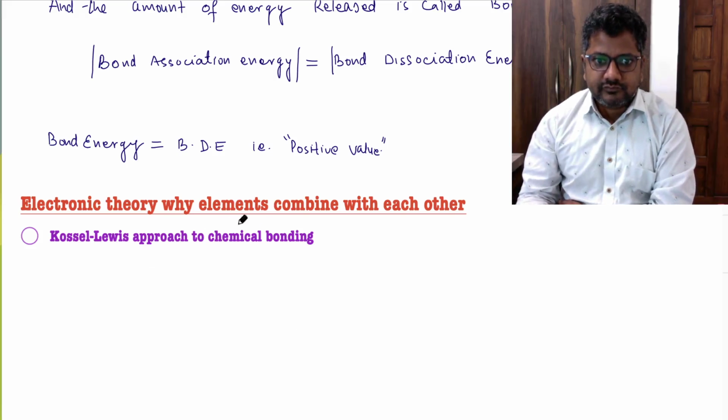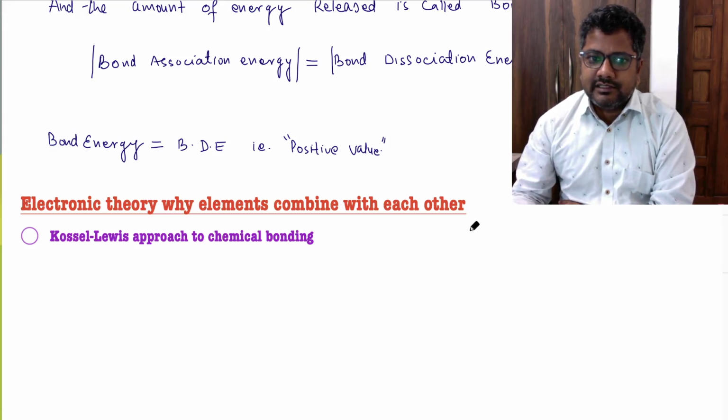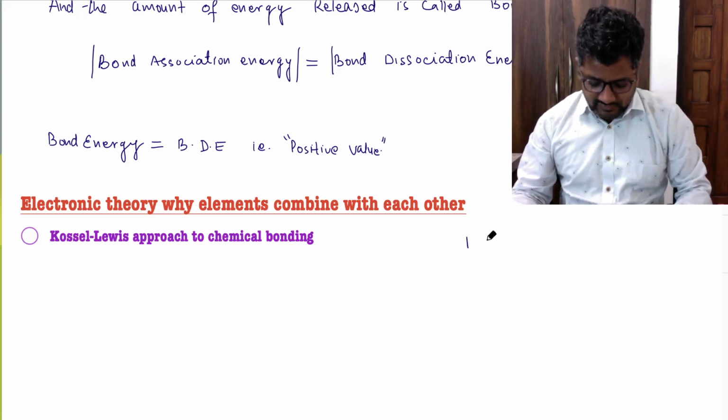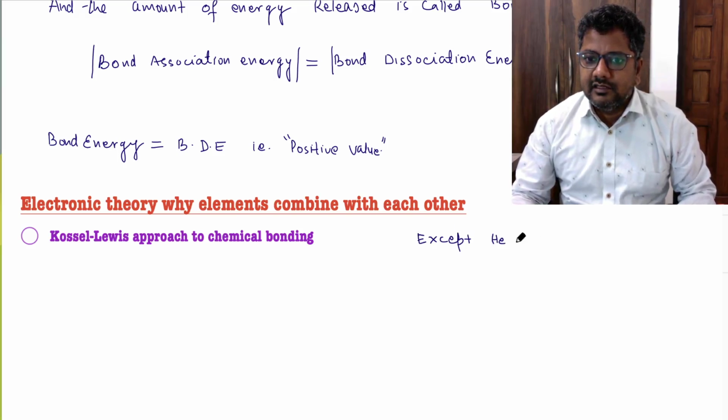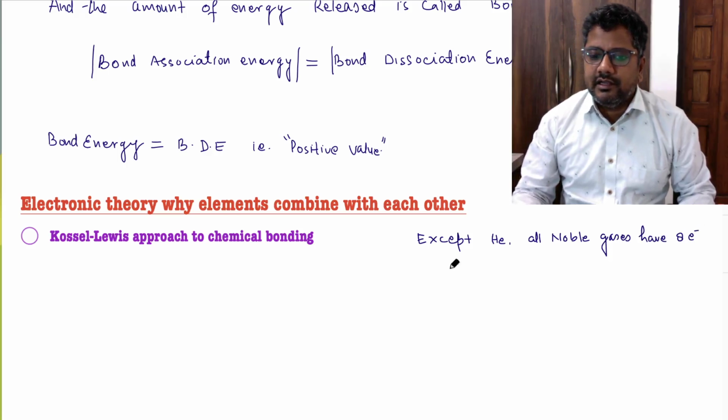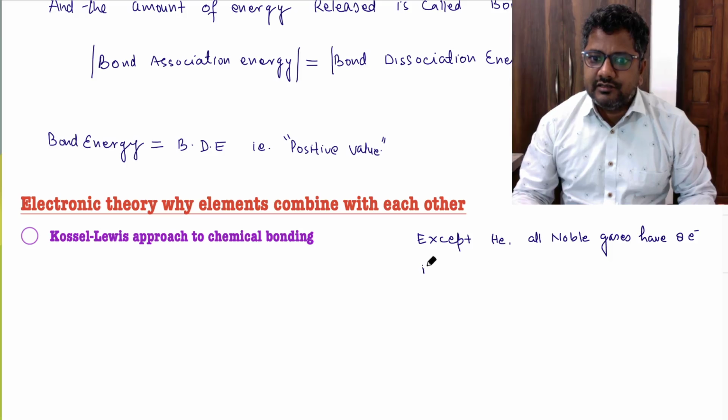So, as we all know, except helium, all noble gases have eight electrons in their valence shell.